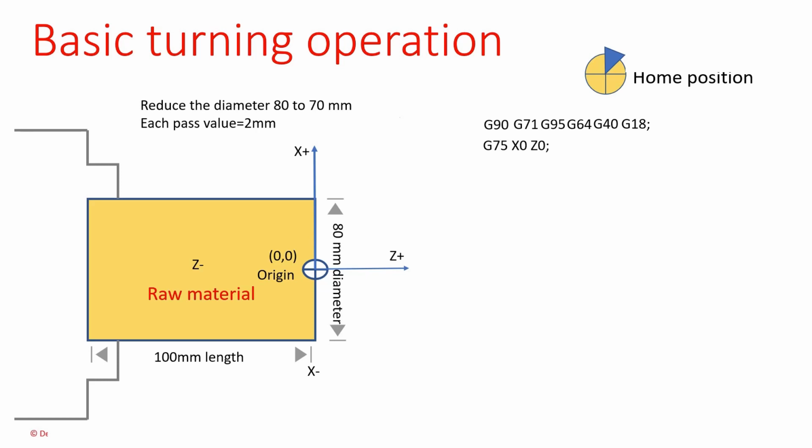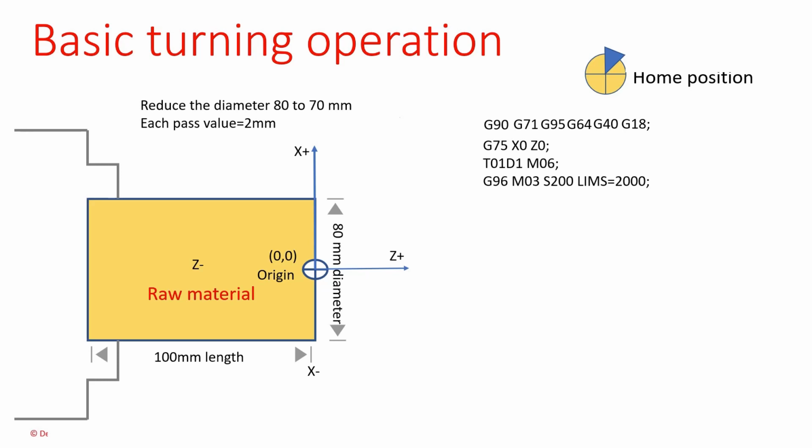Next, select the tool. T01 D1 M06. T01 means tool number. D1 means tool offset. M06 tool change at home position. Next, activate the spindle. G96 M03 S200 LIMS equals 2000. G96 constant cutting speed on. M03 spindle rotates in a clockwise direction. LIMS means maximum speed.